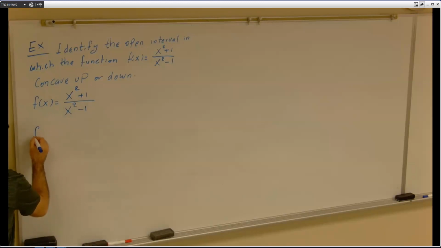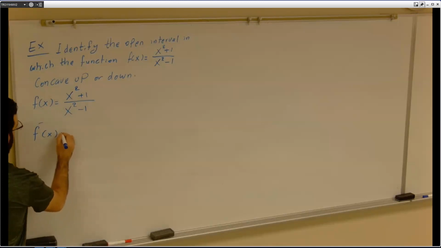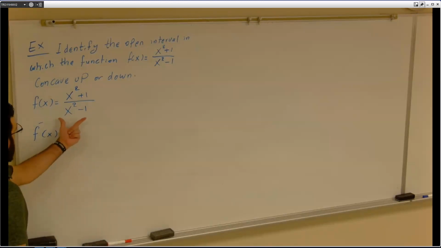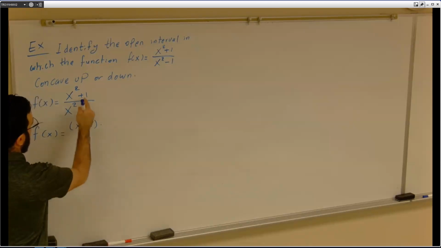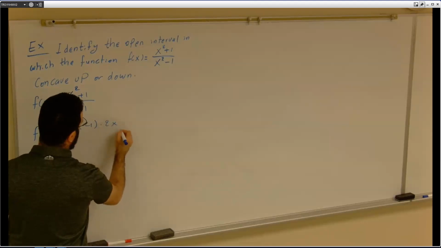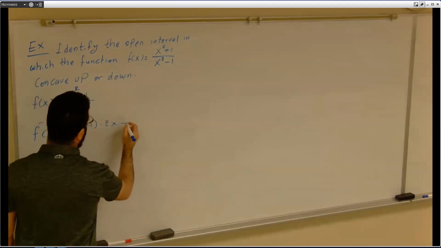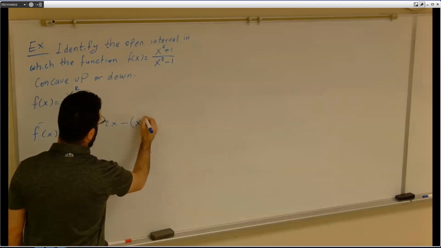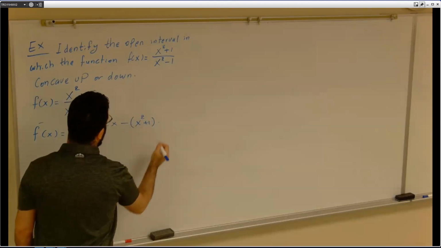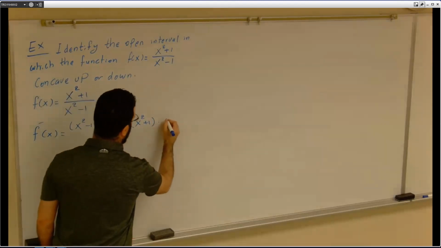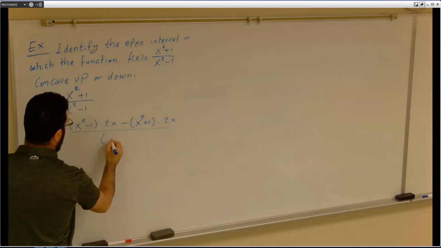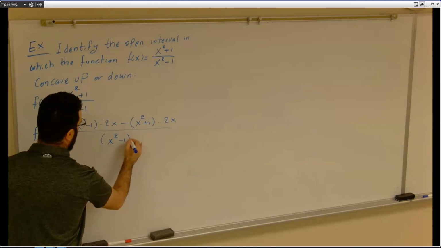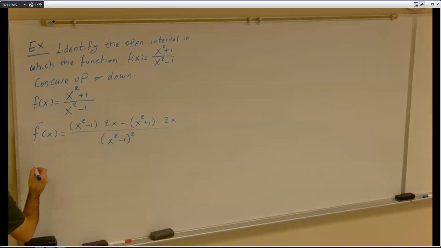Let's find the derivative of f. It's going to be the bottom part, x squared minus 1, times the derivative of the top, which is 2x, minus the top one times the derivative of the bottom, also 2x. Everything is divided by x squared minus 1, squared. Let's try to simplify it.